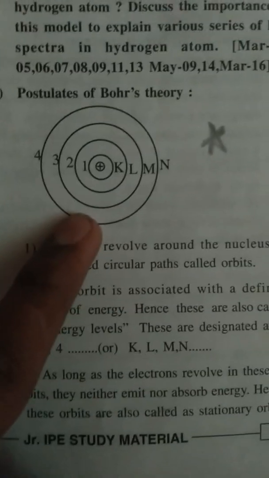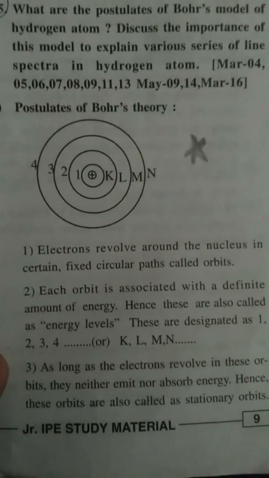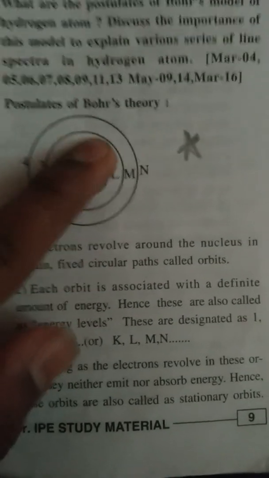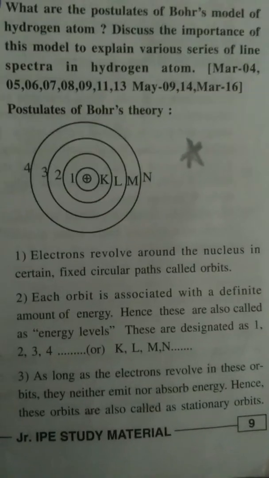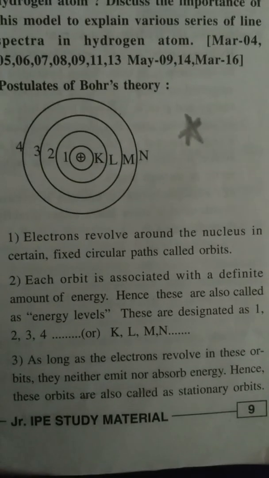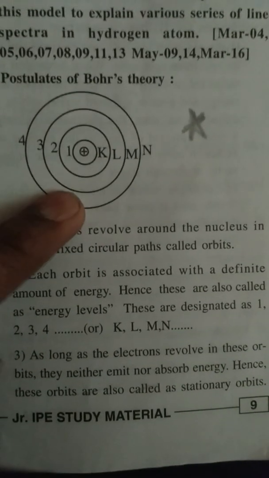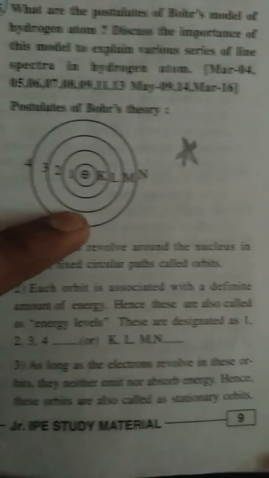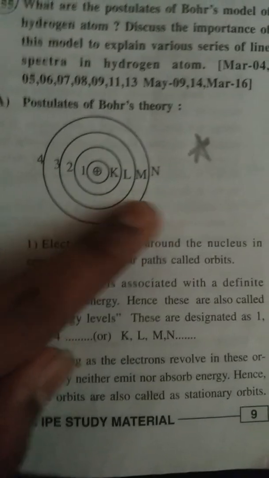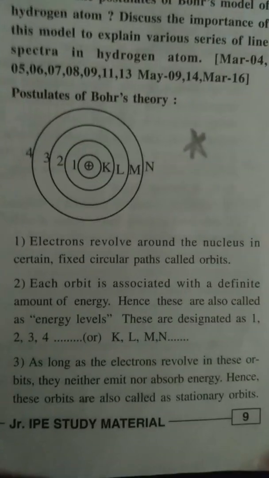Each orbit is associated with a definite amount of energy. It means some amount of energy is present in each orbit. Hence, these are also called energy levels. Not only orbits, these are also called energy levels. These are designated as 1, 2, 3, 4 or K, L, M, N.